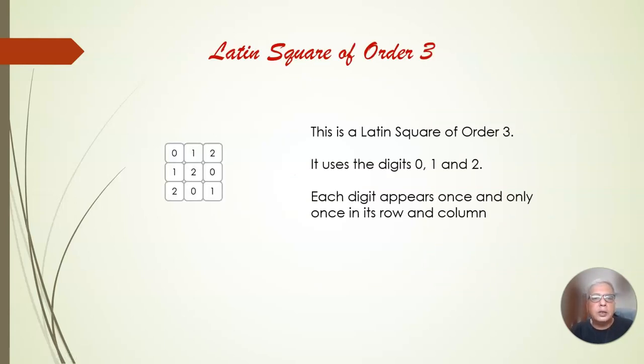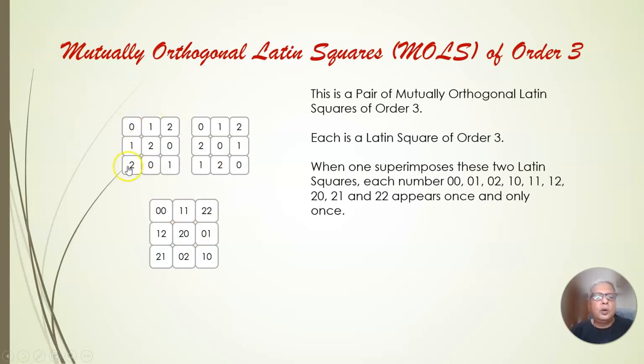Okay, some studies. So 0 1 2, 1 2 0, 2 0 1 is a 3x3 Latin square because it has no duplicate in any row or in any column. Then 0 1 2, 1 2 0, 2 0 1 and 0 1 2, 2 0 1, 1 2 0 both are Latin squares of order 3, and they are mutually orthogonal because when we superimpose one on another, we get all the 9 pairs: 00, 11, 22, 12, 20, 01, 21, 02, 10. So this is an example of mutually orthogonal Latin squares of order 3.